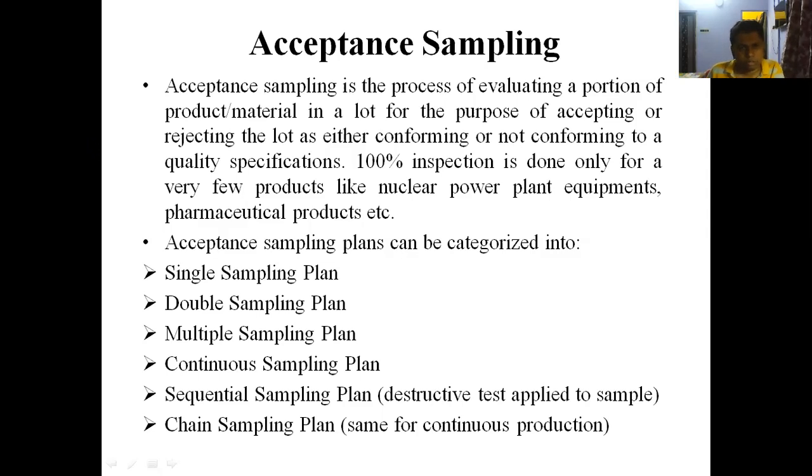Now, single sampling plan, double sampling plan, and multiple sampling plan are based on the situation where you have production in batches. And we will discuss here the single sampling plan, double sampling plan, and multiple sampling plan. These are the sampling plans we will typically discuss.